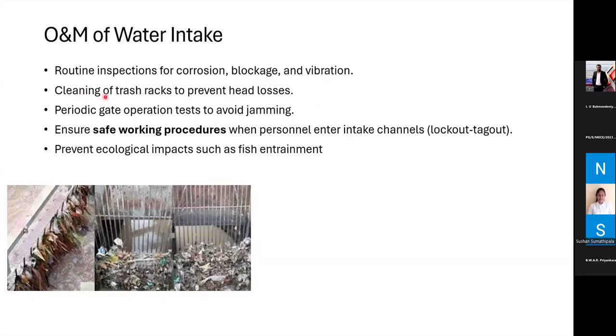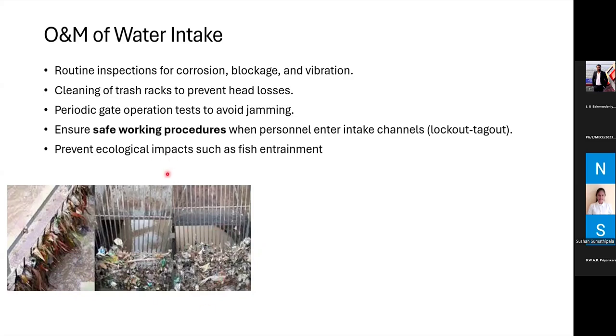Then we need to do cleaning of trash racks to prevent head losses. You can see in most of the intakes in rivers, particularly in Sri Lanka, the water intakes to hydro schemes look something like this. Even without human-made waste and pollutants, the debris coming from forests and trees can also accumulate and cause severe intake damage.